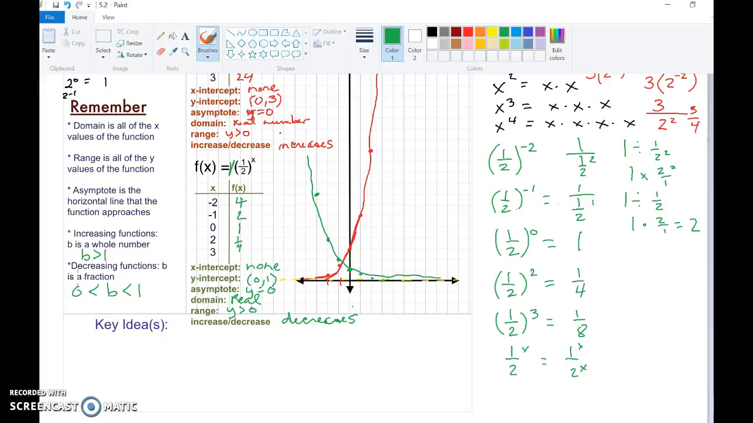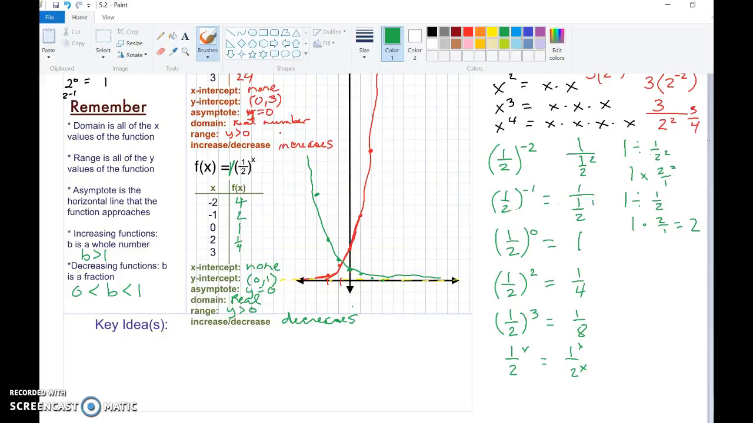Now's the time to write a key idea. And a key idea is not what you learned. You don't write down, I learned about exponential functions. Tell me something important that you need to remember about exponential functions. It could be that increasing functions, the b is greater than 1. Decreasing functions, the b is less than 1 but greater than 0.